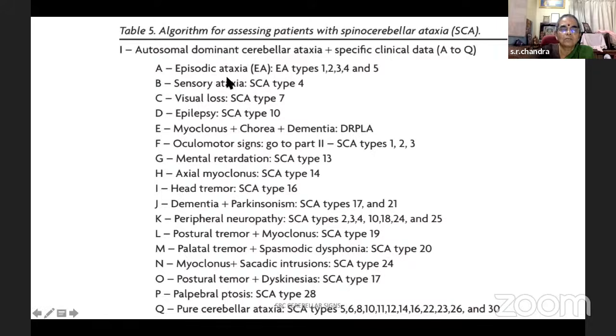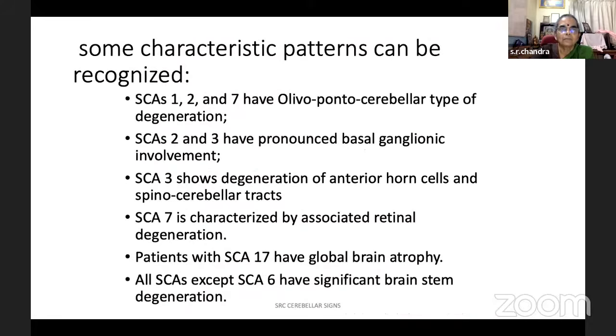So what all things should you record? I gave that PPT, other systems involved. So take all those parameters and fit it. Even though the genetics is not done, there is a phenotypic-genotypic correlation. So by looking at the phenotype, you may correlate with the genotype. So these are some of the clues for SCAs.